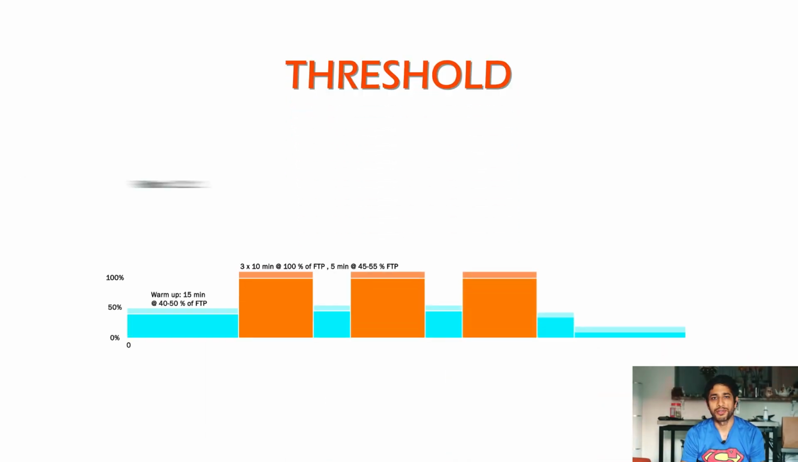Now let's talk about threshold intervals. These generally have a ratio of 2:1 where the work interval is twice as long as the rest interval and are usually between 10 and 20 minutes long. So an example session on the bike might be 3 by 10 minutes right around FTP or your threshold, and you can take a 5-minute recovery. Or it could be something like 2 by 20 minutes with a 10-minute recovery.